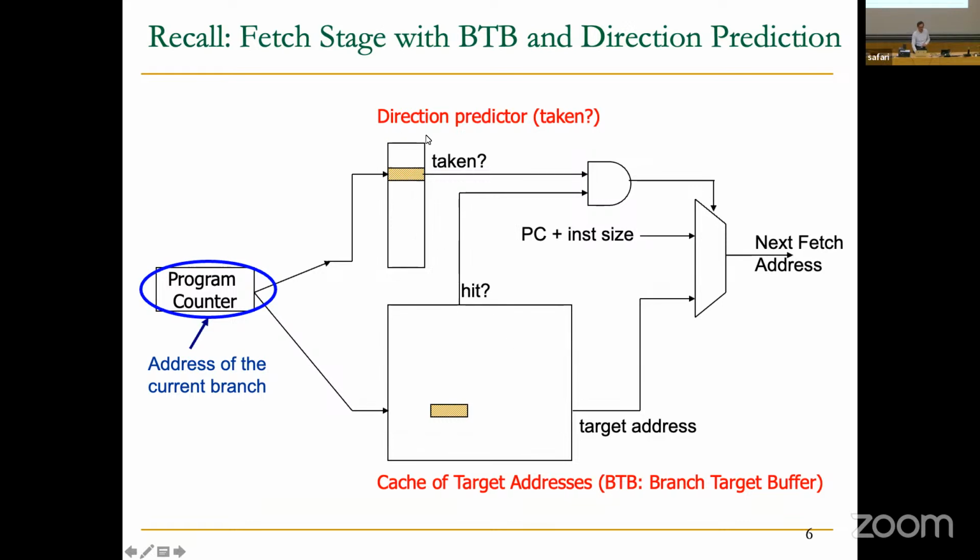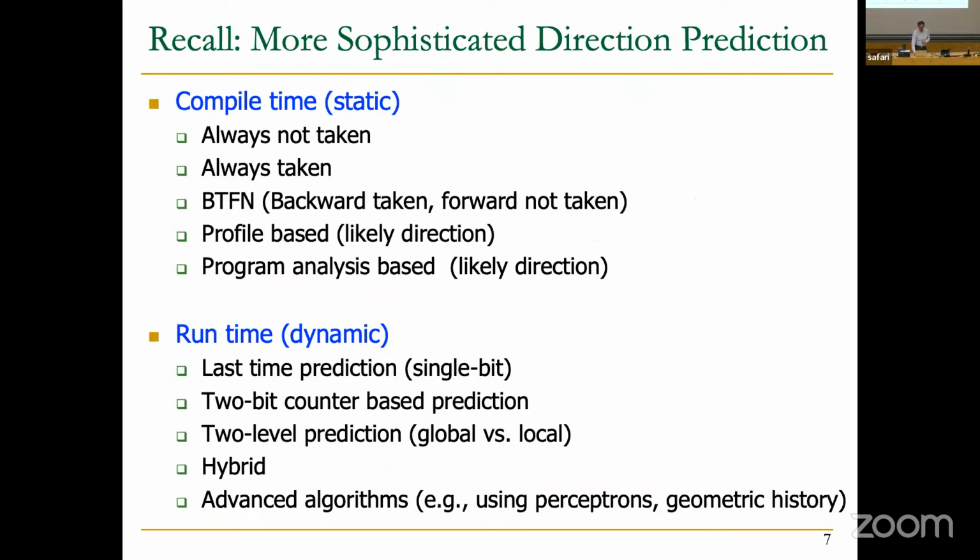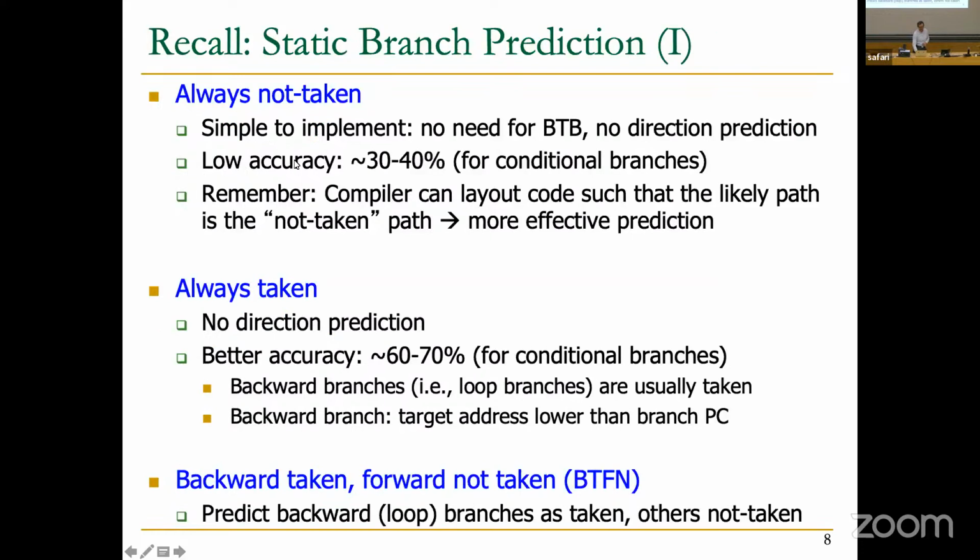Okay? And we were focusing on basically how to do this direction prediction, because we said that target prediction is easy for conditional branches where the target address is calculated as PC plus offset, because it doesn't change across executions. And this was basically one of the slides that we looked at. We were looking at compile time static branch prediction mechanisms, and we're going to look at more sophisticated mechanisms as well. Remember this slide yesterday? Always not taken means that you predict a conditional branch to be not taken, right? It doesn't matter what the conditional branch is. It's always predicted to be not taken.